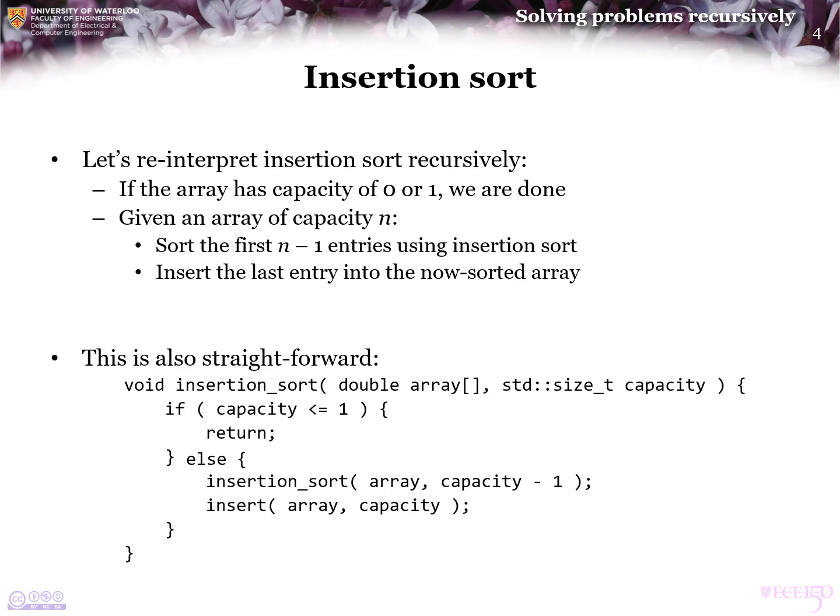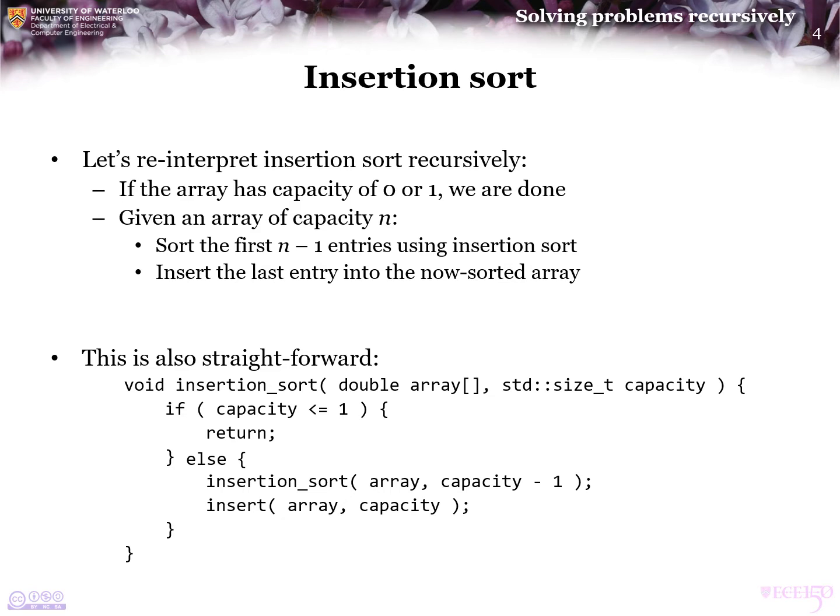How does this work on an array of capacity 4? We call insertion sort with a second argument 4. That calls insertion sort on an array of capacity 3, which then calls insertion sort on an array of capacity 2, which then calls insertion sort on an array of capacity 1. But an array of capacity 1 is already sorted, so it returns back to the call when the second argument was 2.